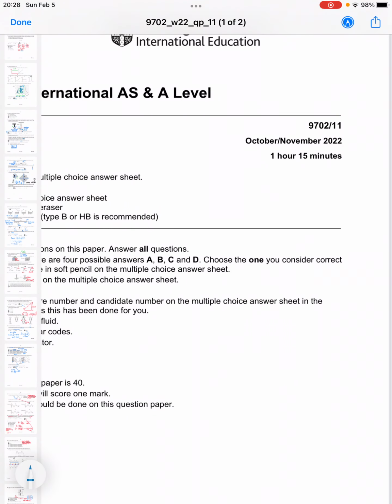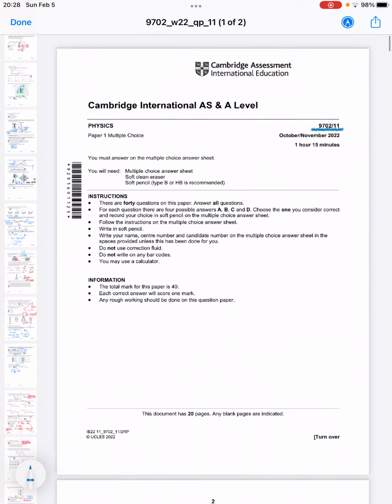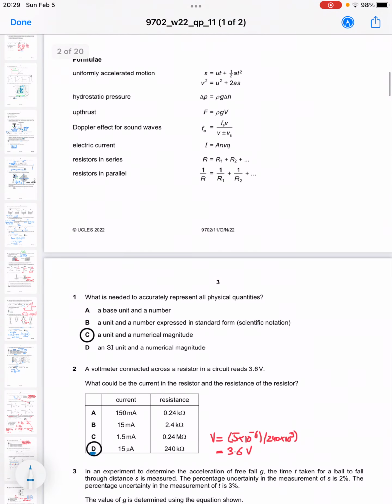Hello, so this is A-level physics, and today we are going to discuss Winter 22 paper 1 variant 1. So let's start with question number 1.